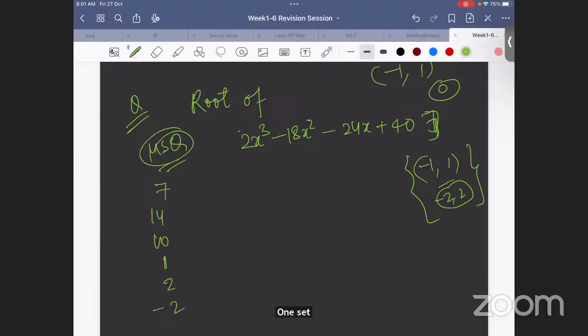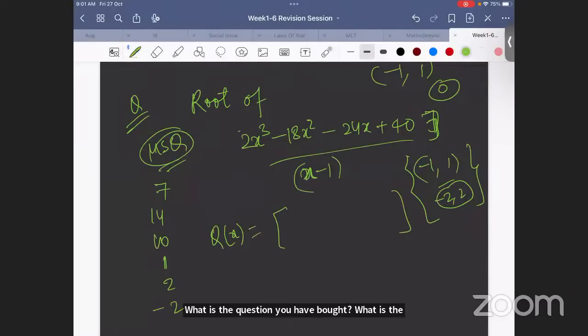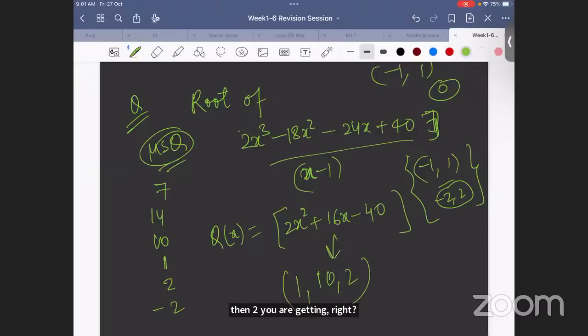Now divide by this function, x minus 1. What is the quotient you have got? Two x square minus 16x minus 40. Now you can solve this, you'll get the values, right? 10 and 2 you are getting, right? So 1, 2 and 10 you are getting. I guess this is the answer.